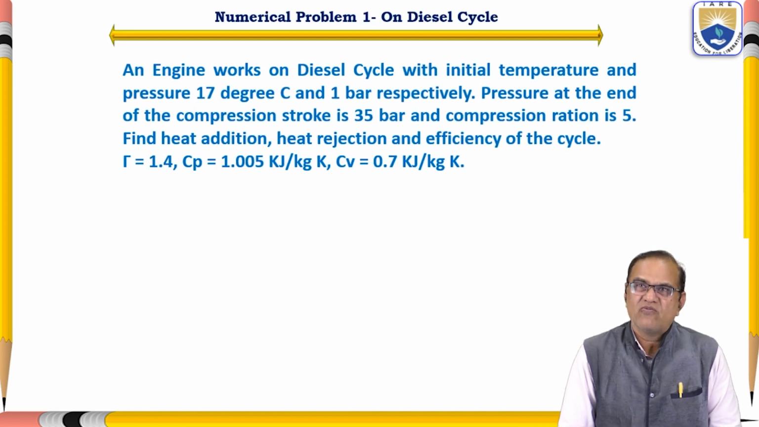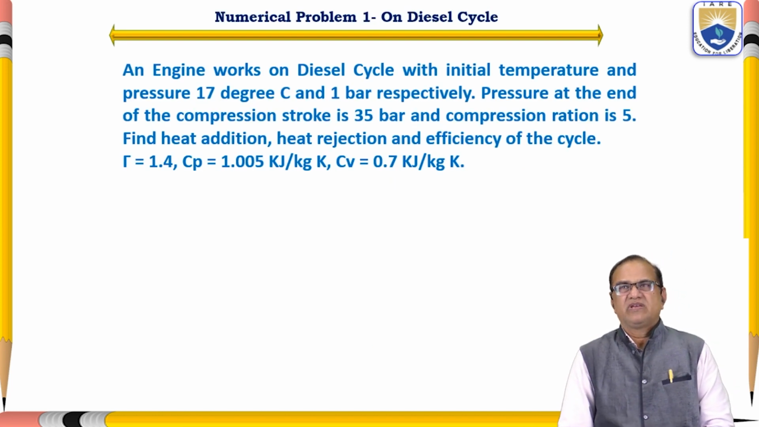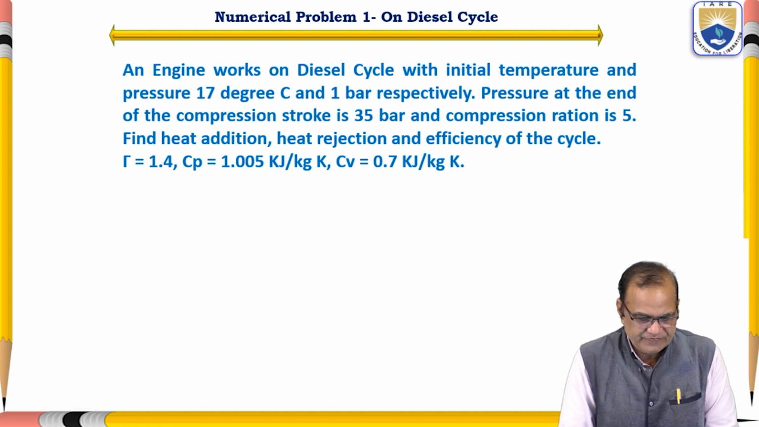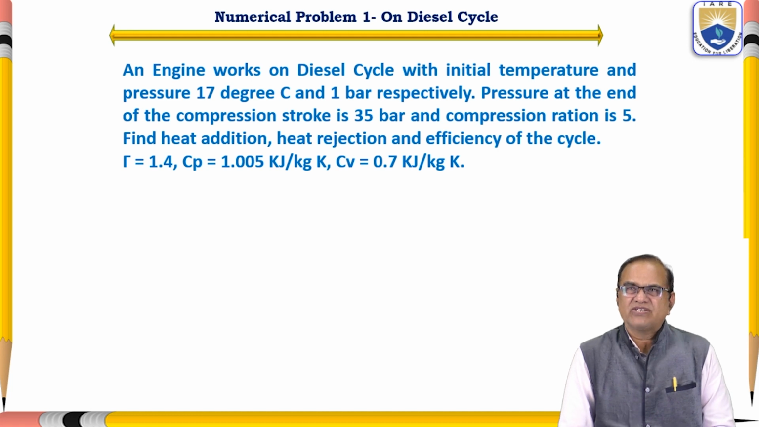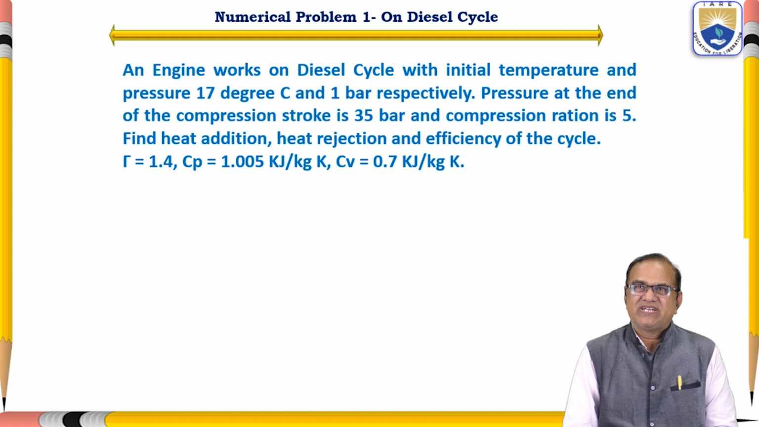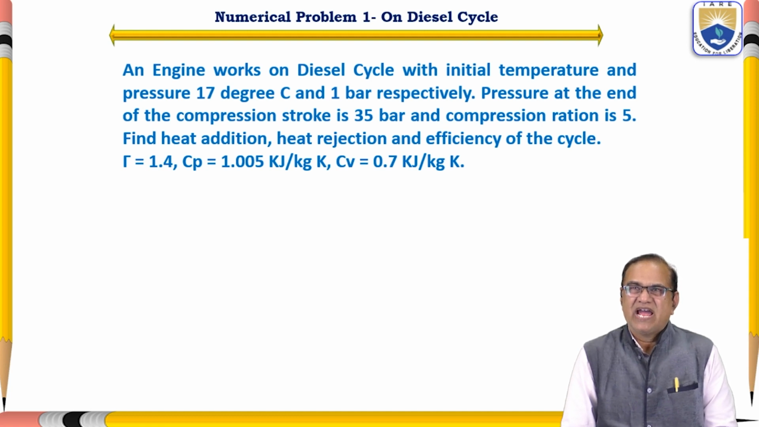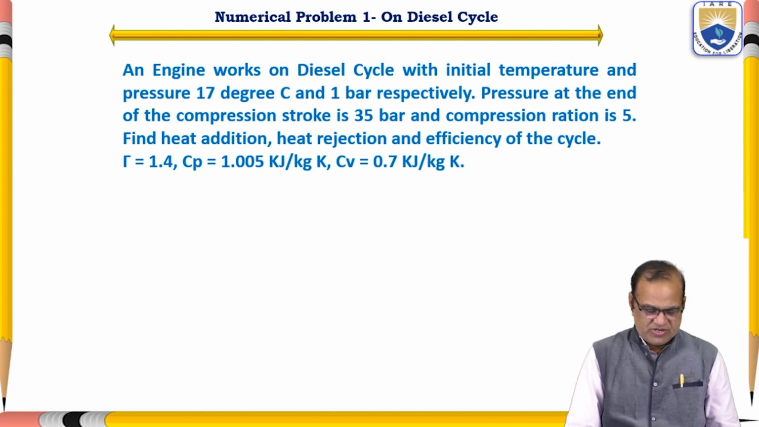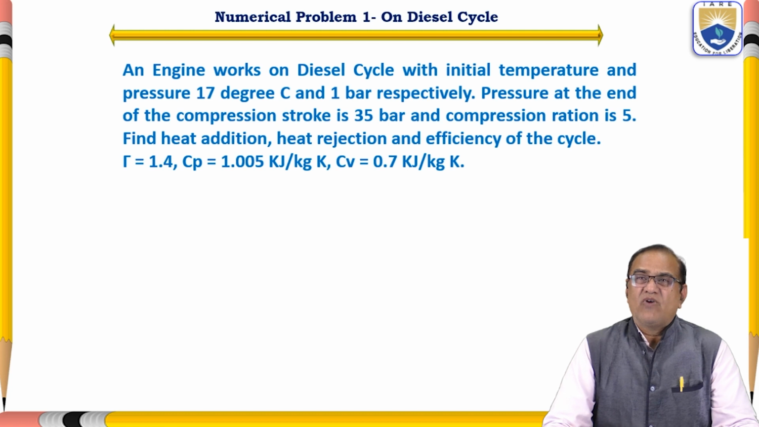Now, I will go for my first problem on the diesel cycle. An engine works on diesel cycle with initial temperature and pressure 17 degrees centigrade and 1 bar respectively. Pressure at the end of the compression stroke is 35 bar.